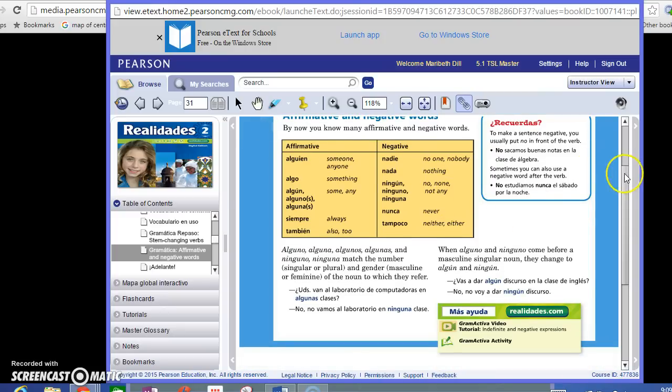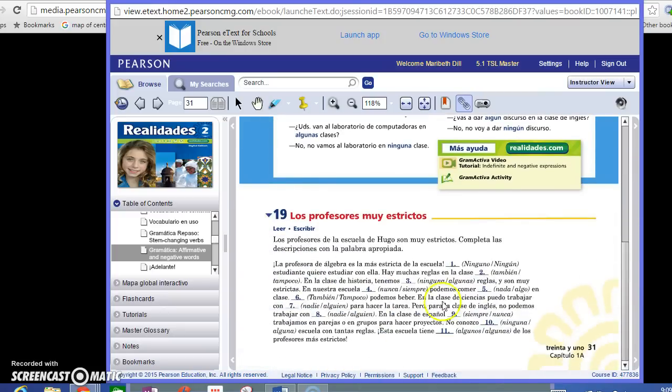And then I want you to look here in your notes. I want you to write numbers 1 through 11. And I want to go through this activity with you as you're reading it and we're thinking about it and looking at the answers together. Okay, so la profesora de álgebra es la más estricta de la escuela. Blank estudiante quiere estudiar con ella.